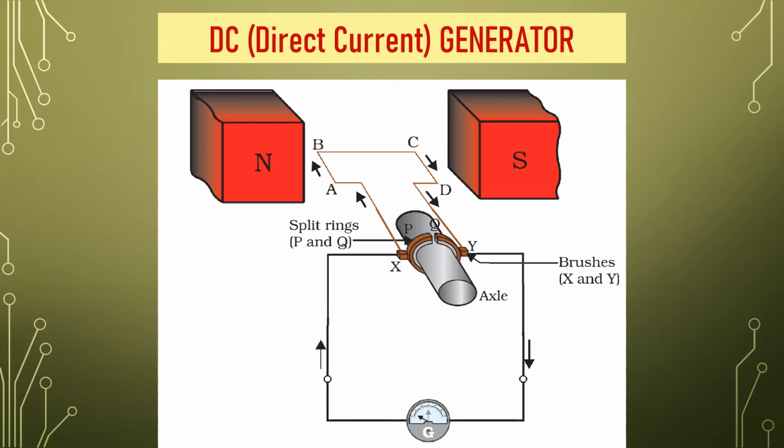And you learned about split rings in the electric motor. A split ring keeps the direction of current the same in the external circuit. So the direction of current in the external circuit won't change in the case of a DC generator, and that is why it is known as a direct current generator.